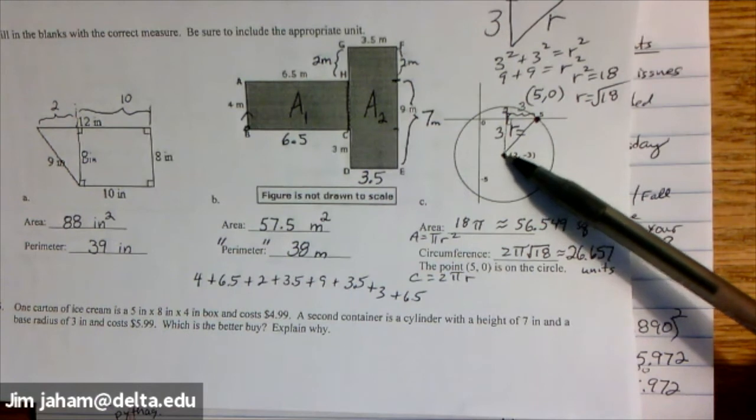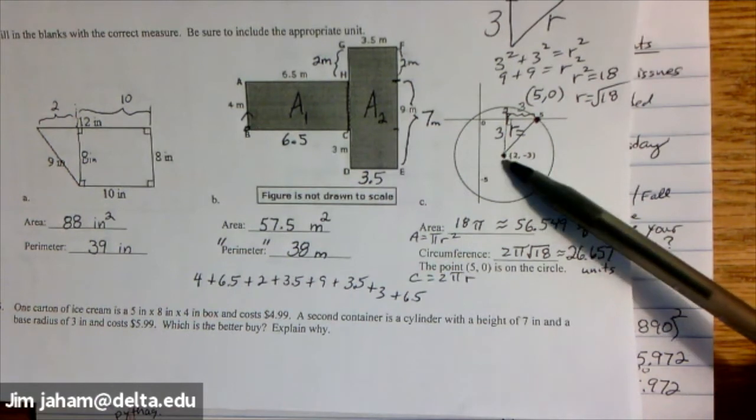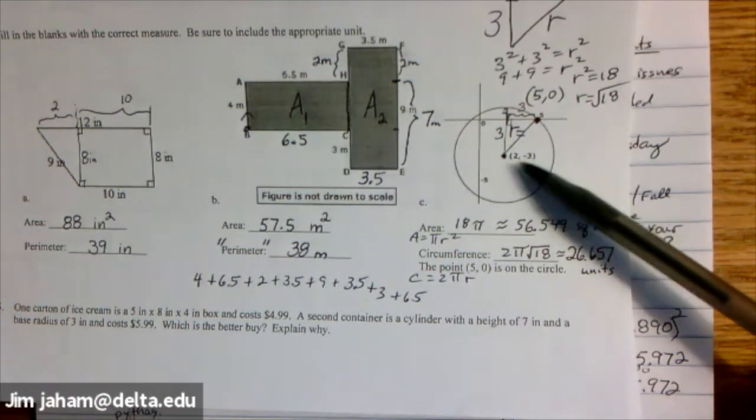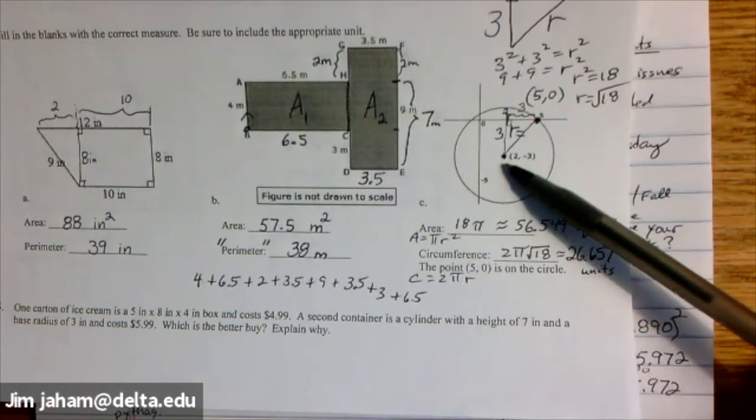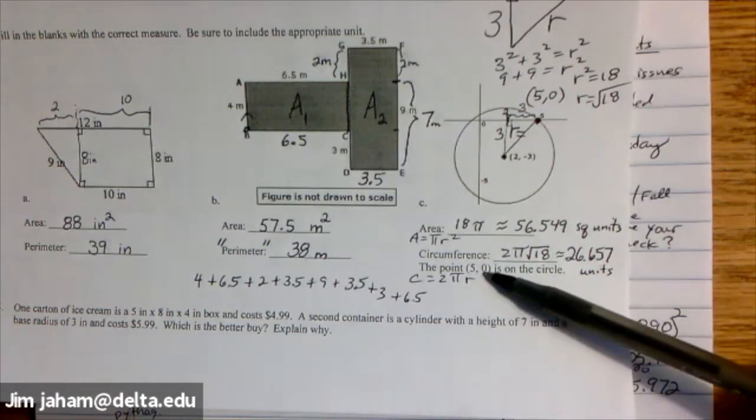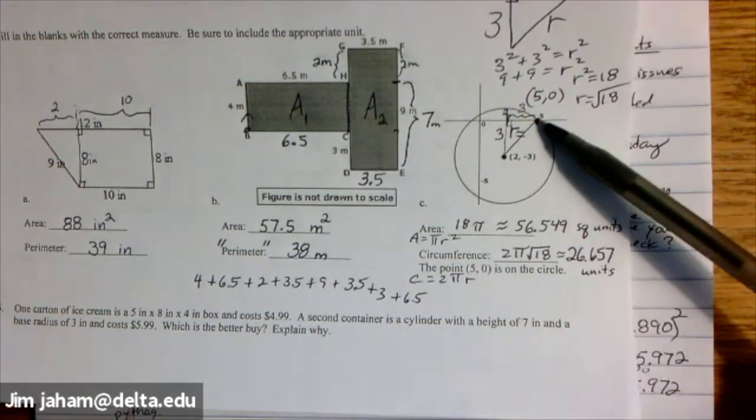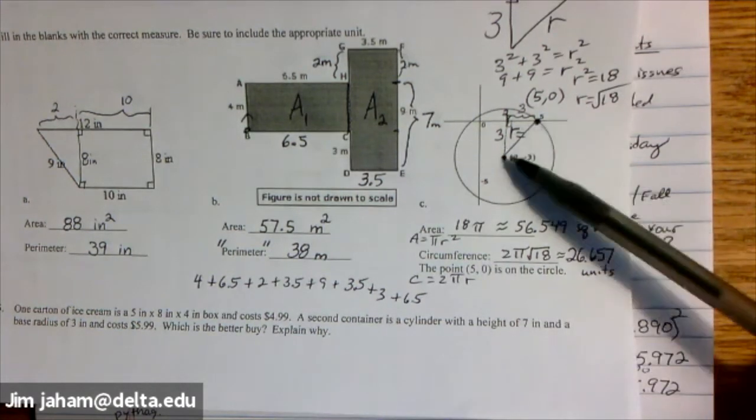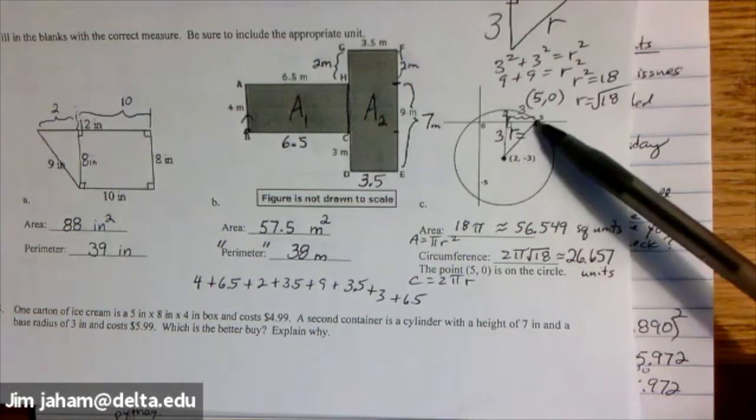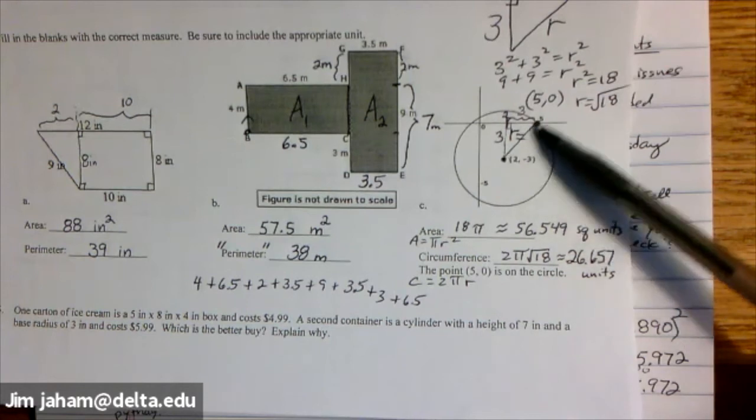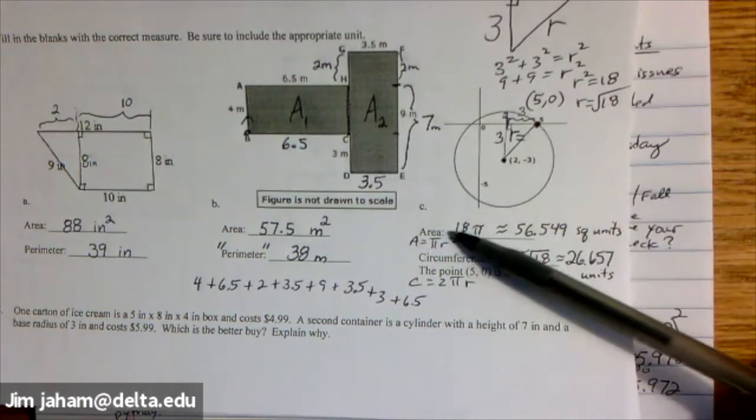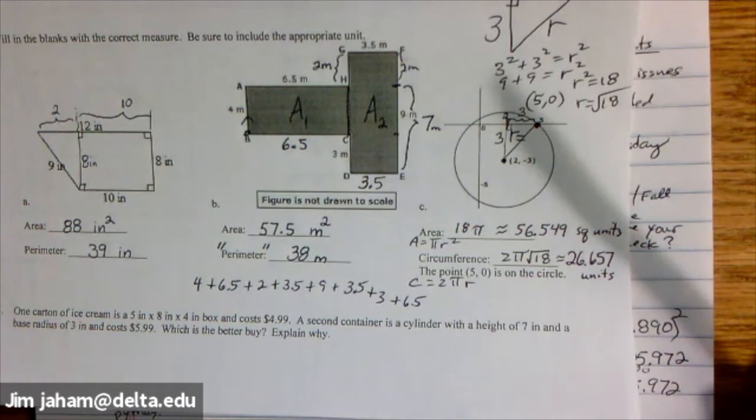What's suggested here is that the center of the circle is the point 2, 3. So in the Cartesian coordinate system, this is the point 2, 3. And down here, it also says the point 5, 0. That point is on the circle. So if you knew the length from the center to this point on the circle, that length right there is known as the radius. If you can find that radius, then you can find both the area and the circumference.